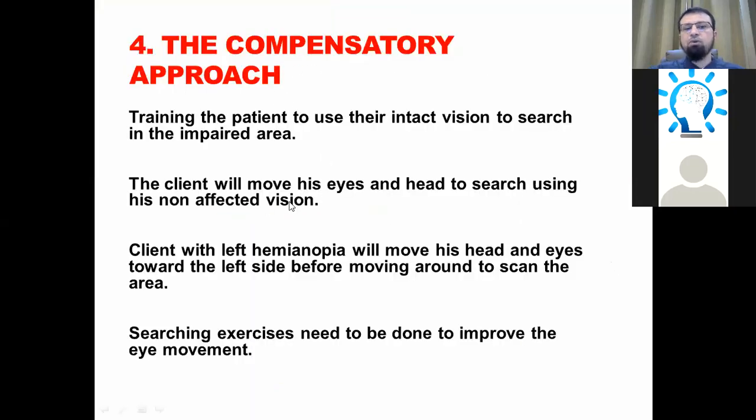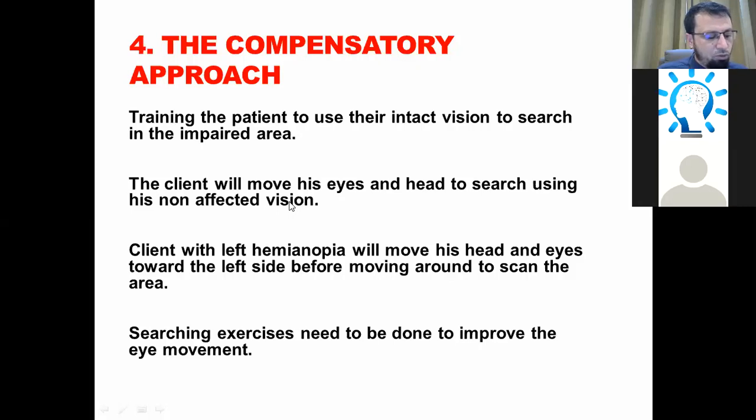With the compensatory approach, you train the patient to compensate. Okay, when you walk, you need to search on the affected area. The patients need to use their intact vision. A patient who cannot see the left side and can only see the right, what they will do is move the head and move the eyes to the affected area.